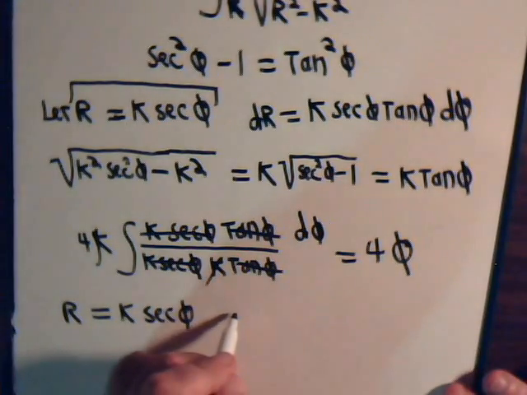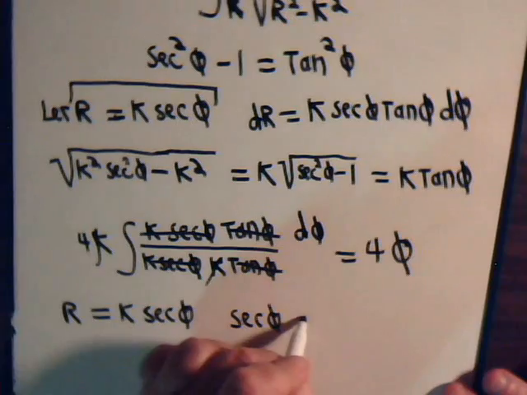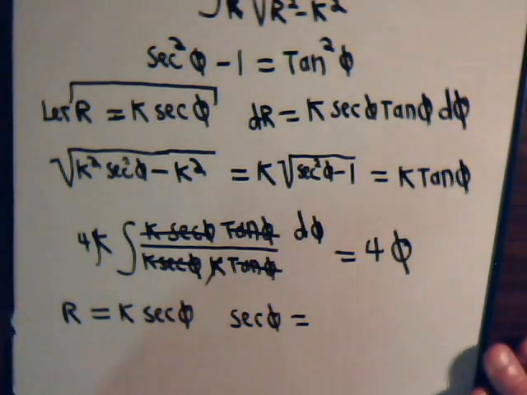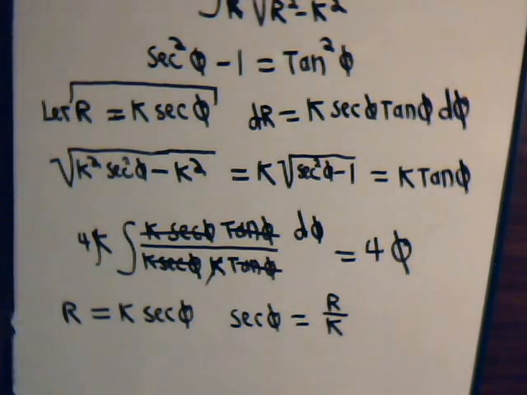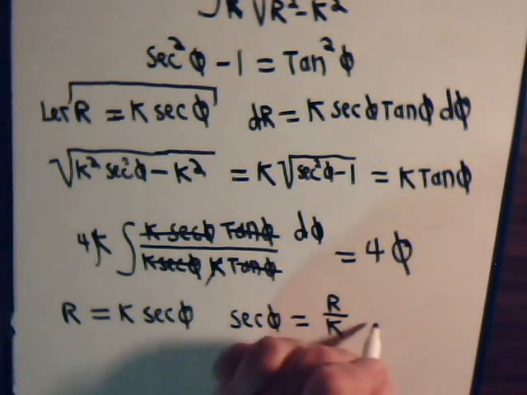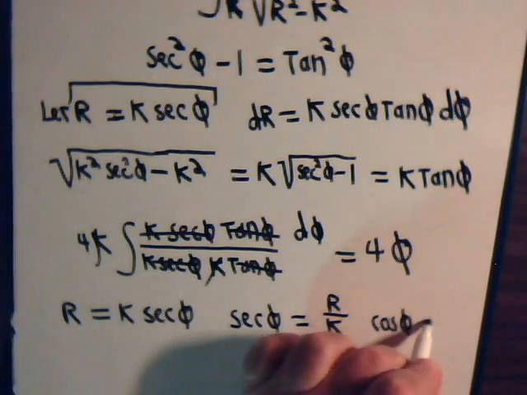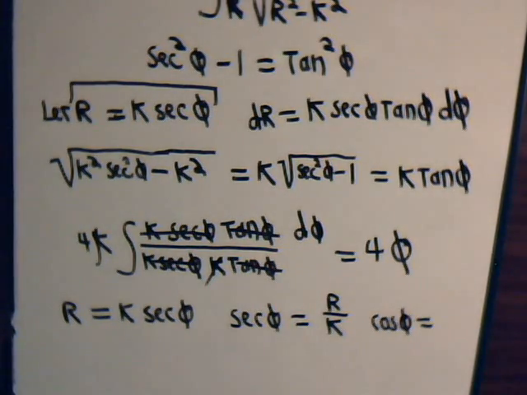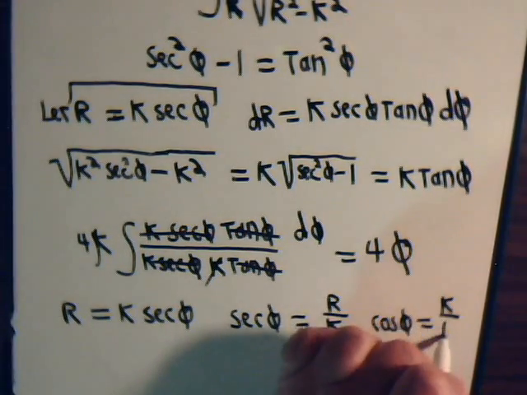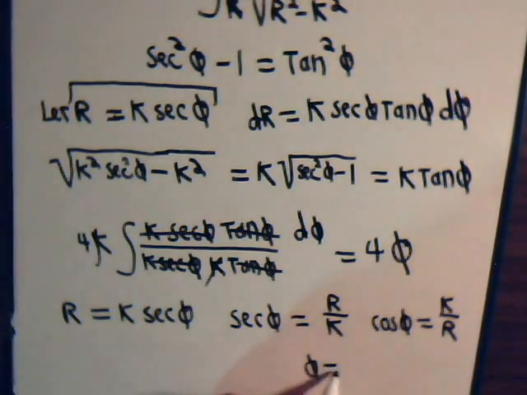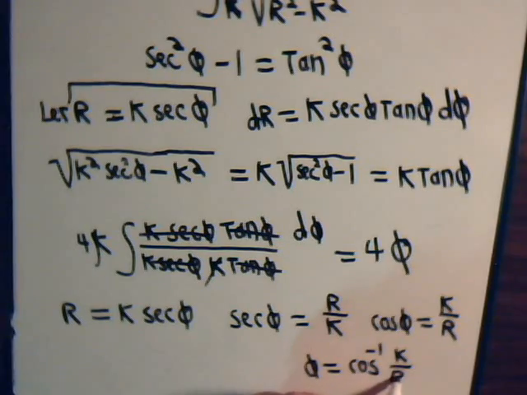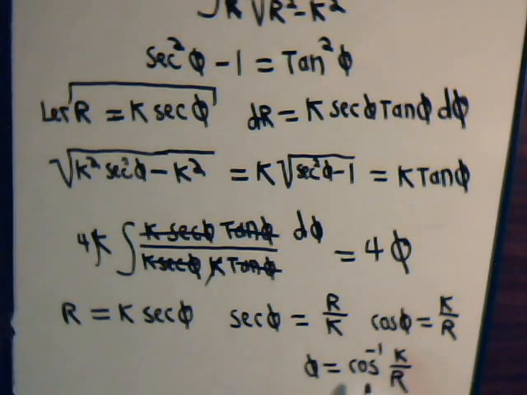So the secant of psi equals r divided by k. Or of course, the secant is just the reciprocal of the cosine. So if we want, we could say the cosine of psi equals k divided by r. So what is psi? Then psi is just the inverse cosine of k divided by r. So over here we have 4 times psi, but psi is this.